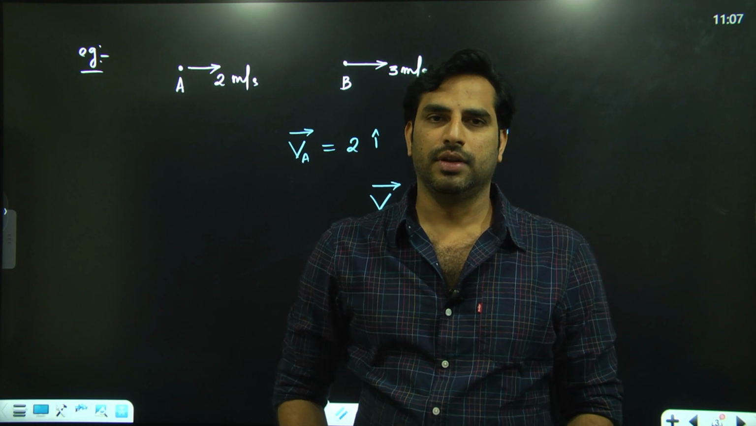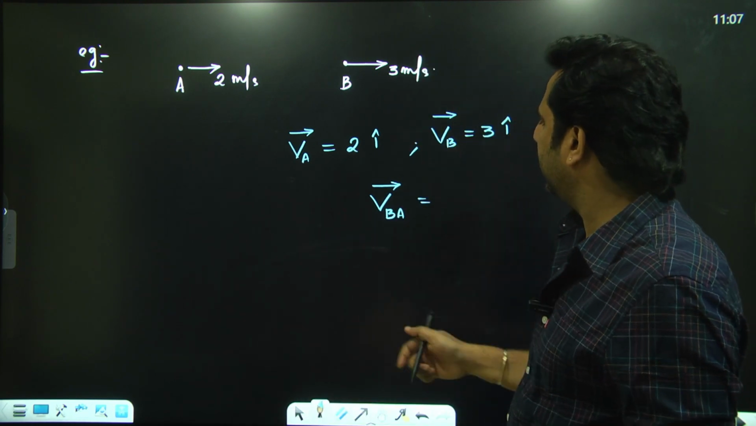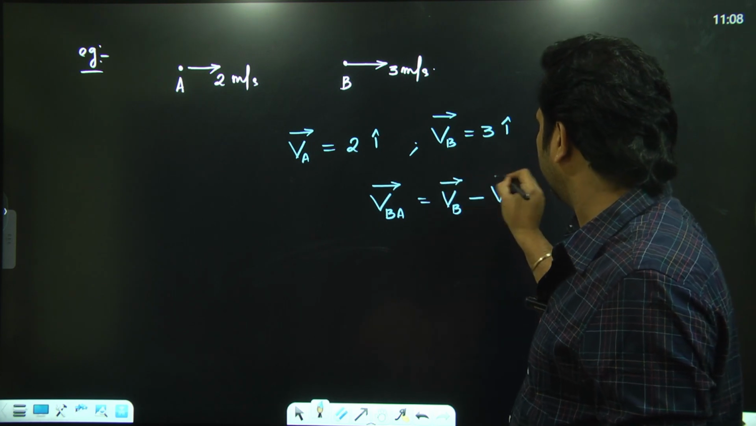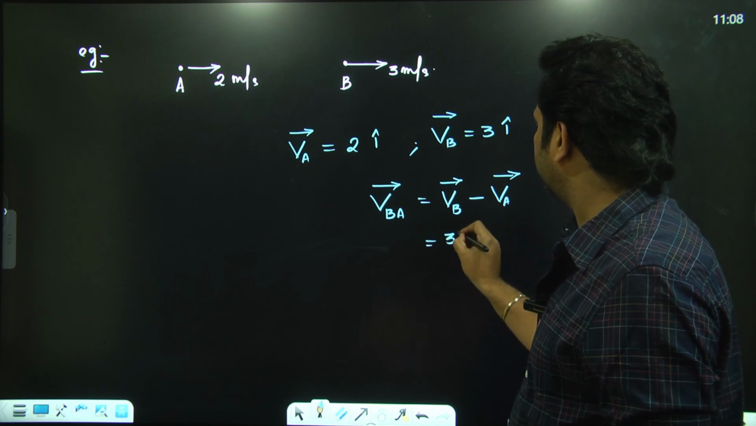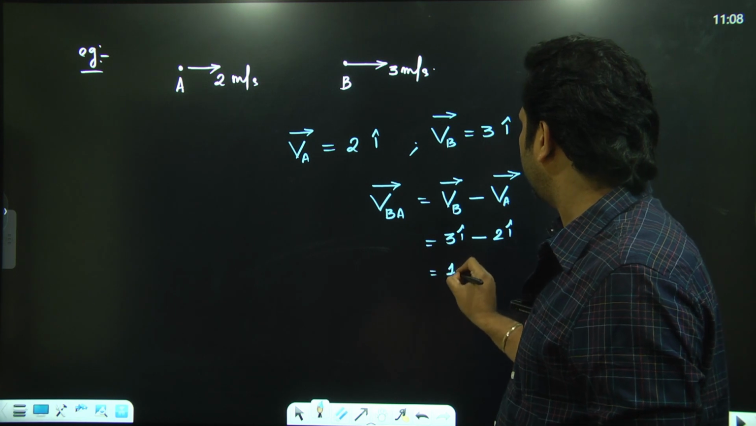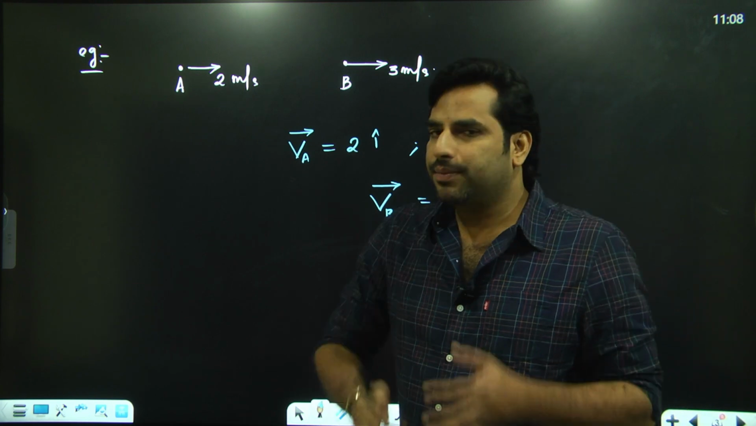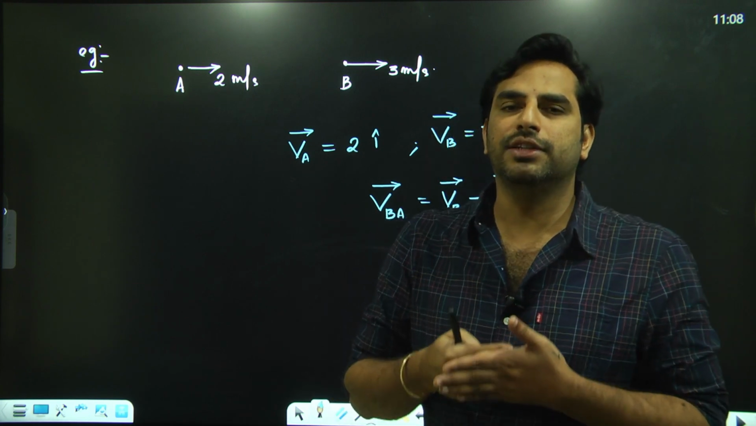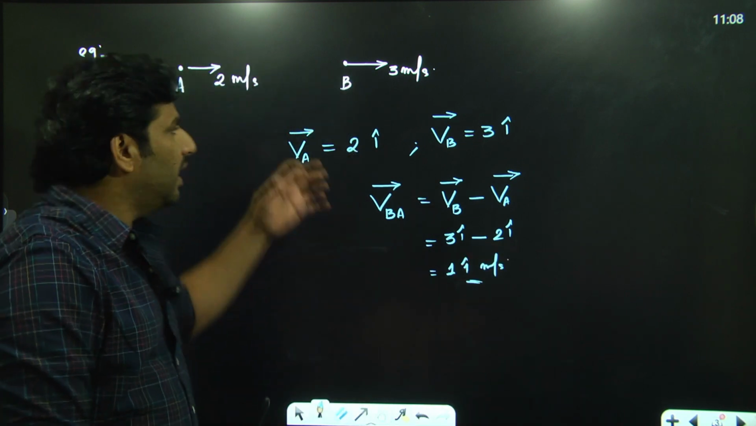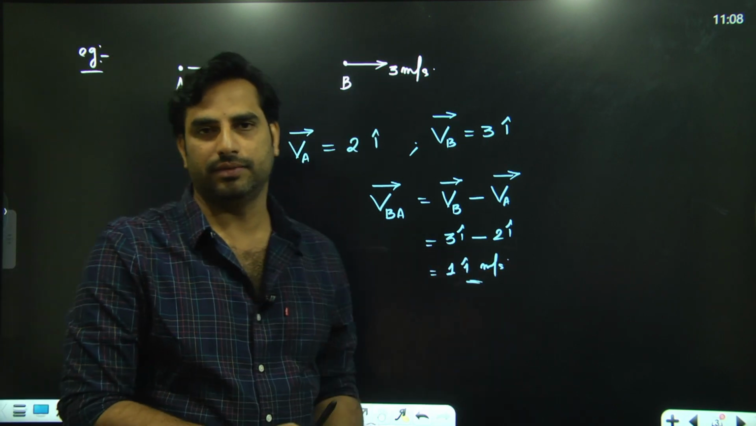from A. That can be understood by this simple equation. Velocity of B with respect to A is velocity of B minus velocity of A, which is 3 i cap minus 2 i cap, which is 1 i cap meter per second. A will feel that B is moving away from him because the direction of relative velocity is towards right. So A observes that B is moving towards right at a speed of just 1 meter per second.